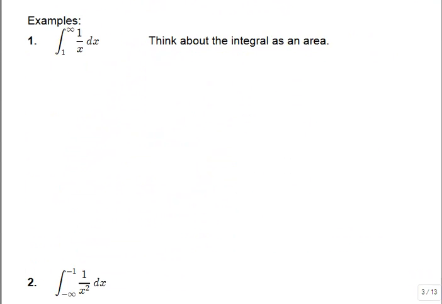So an example here, the integral from 1 to infinity of 1 over x dx. So what we're going to do is we're going to think of this as an area. We're going to change that upper bound of infinity to a b. So I'm going to make this the integral from 1 to b of 1 over x dx, and then I'm going to take the limit of that as b goes to infinity.